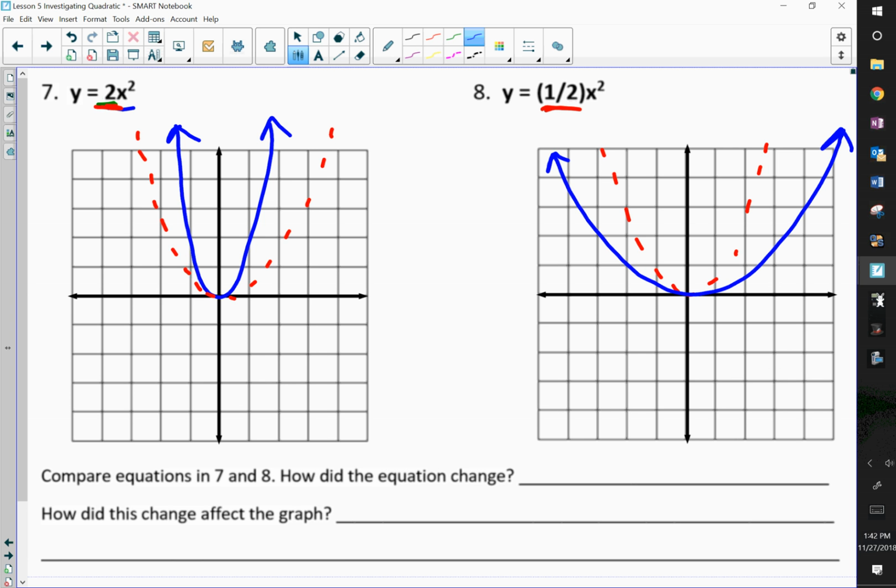So when you draw your graphs, we're not being super accurate with the graphs. When you draw yours, just exaggerate. If it's a number on the outside like 2, make it super steep. If it's a number on the outside like 1/2, make it super wide.